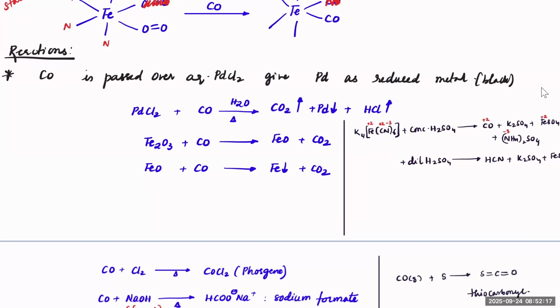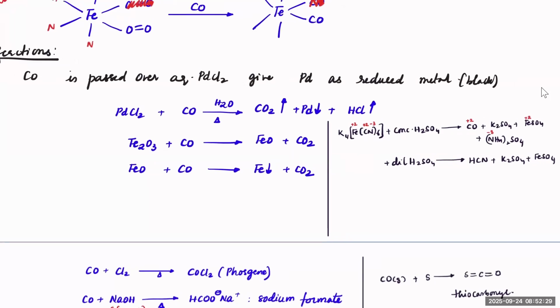And next, Fe2O3 plus carbon monoxide. This is a metallurgical reaction. We have learned this. CO is used for reducing iron oxides into iron. Now here is an interesting reaction.